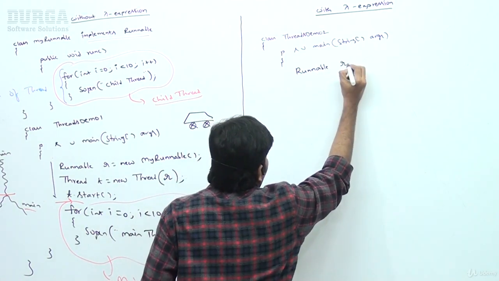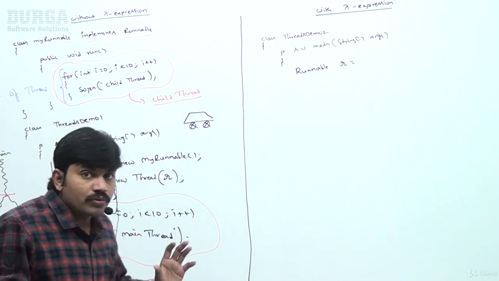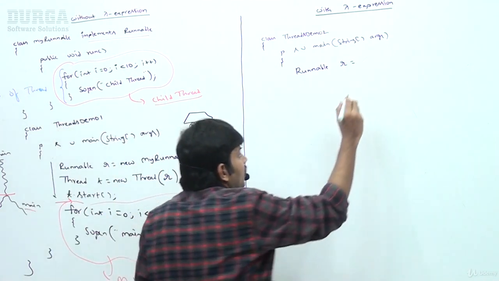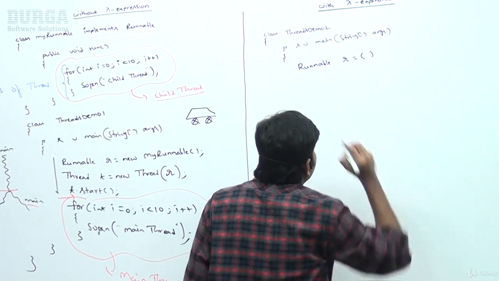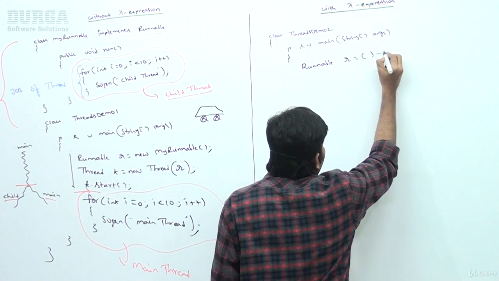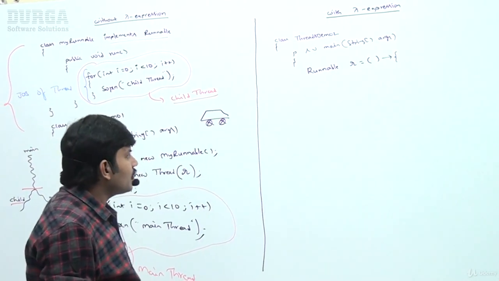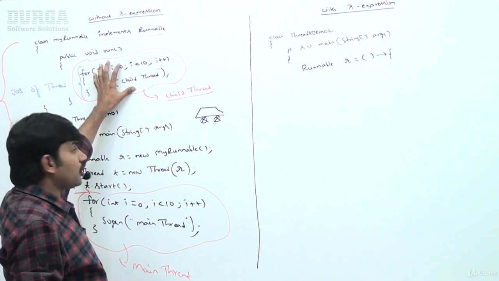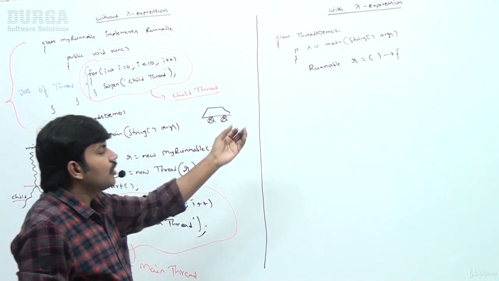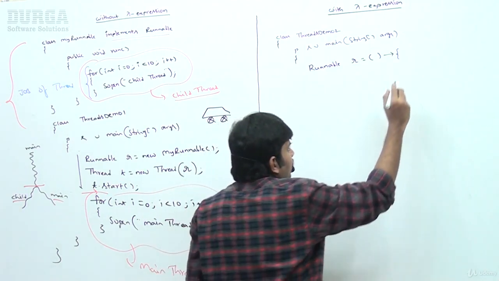Runnable r is equal to, I have to take the run method implementation, so just the brackets open. It is the run method. Now curly brace open, because I want to write multiple lines. What is the job? What is the code I want to implement inside the run method?